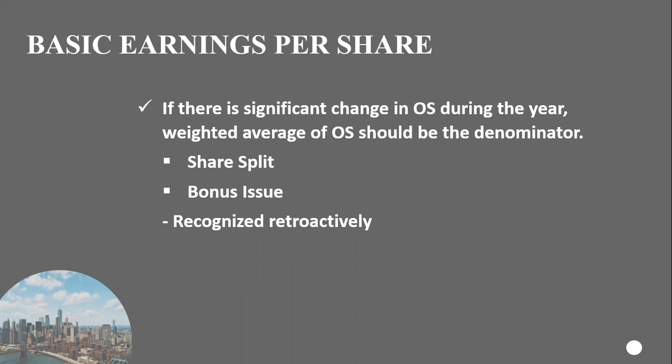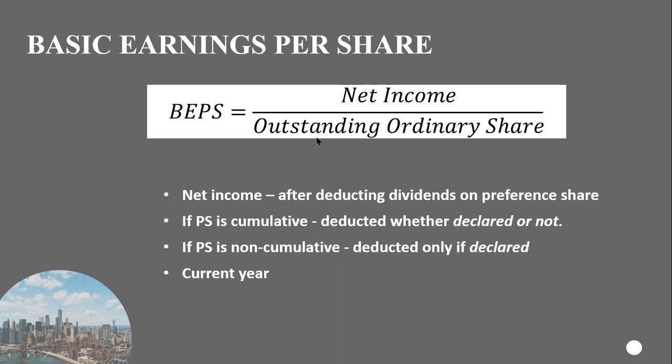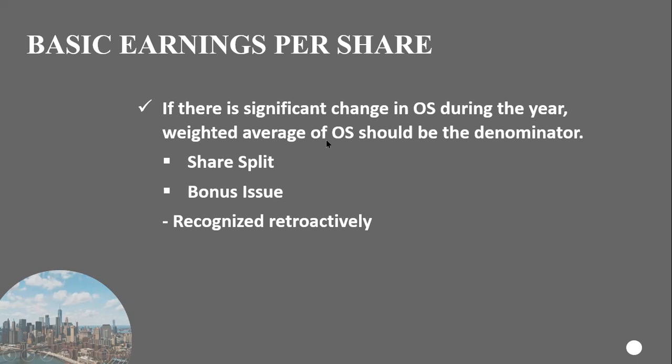So we have the denominator, which is the outstanding ordinary share. If there is a significant change in OS during the year, the weighted average of OS should be the denominator. Under sa OS, we have a share split and bonus issue. So ang share split and bonus issue should be recognized retroactively.